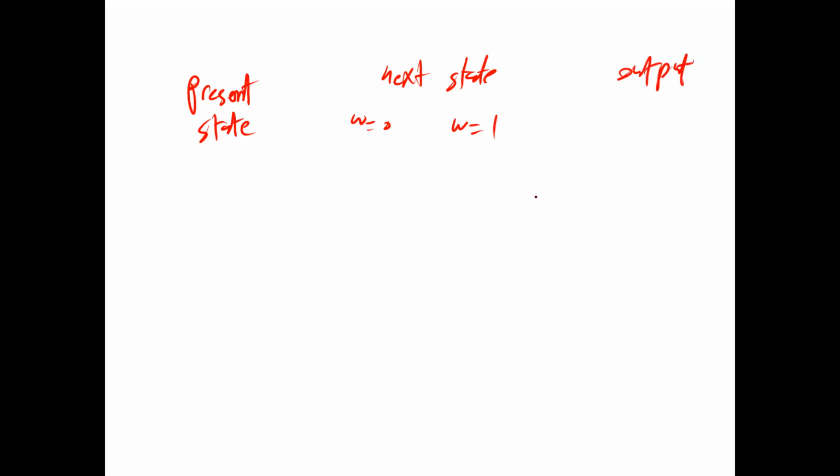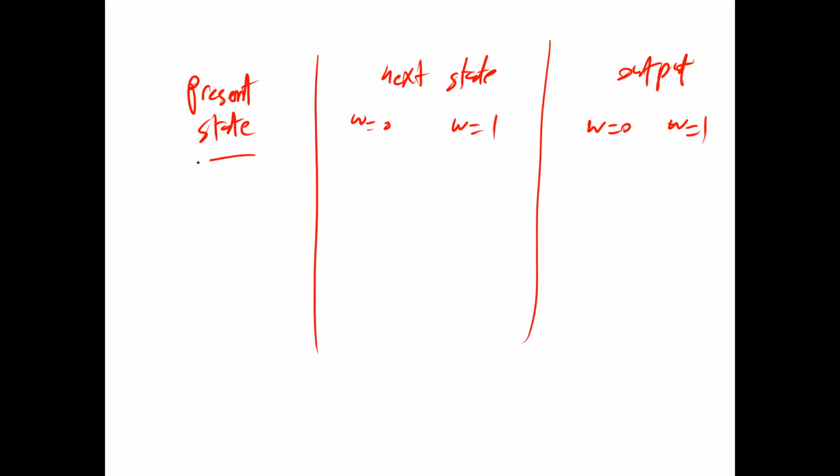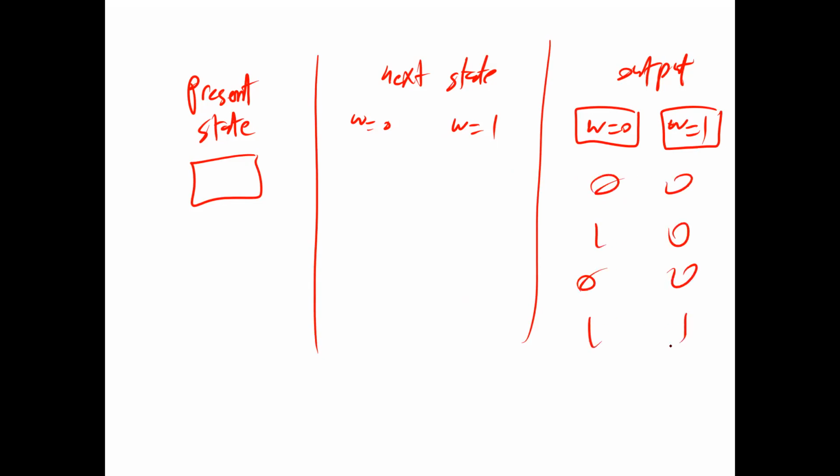Now, for a Mealy machine, the output depends on the input. So the output will also have two columns, one for W equals 0 and one for W equals 1. In determining the output, I should check what my current state is, and I need to check the value of the input to determine the value of the output. This would be the Mealy type sequential circuit, or Mealy machine.